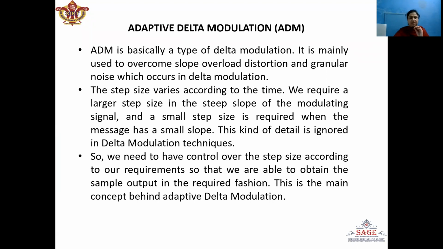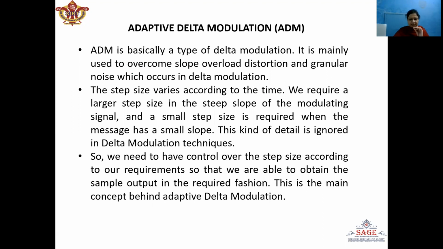We have already discussed in our previous lecture about delta modulation that there are two limitations in delta modulation system. One is slope overload distortion and other is granular noise. Now, adaptive delta modulation is mainly used to overcome slope overload distortion and granular noise which is occurring in delta modulation. In adaptive delta modulation, the step size varies according to the input signal.